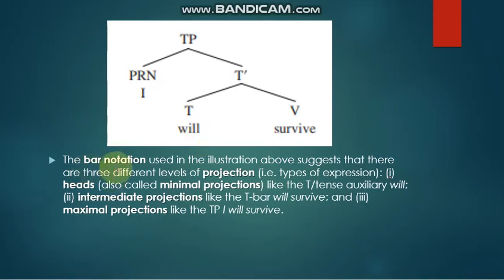So the bar notation used in the illustration above suggests that there are three different levels of projection, that is, types of expression. Three different levels: the heads, the intermediate projections, and the maximal projections. Heads, like the tense auxiliary will, intermediate projections like the T-bar will survive, and maximal projections like the tense phrase I will survive.